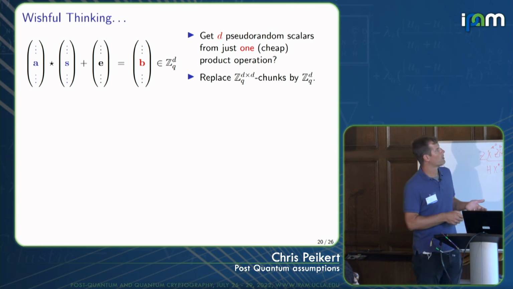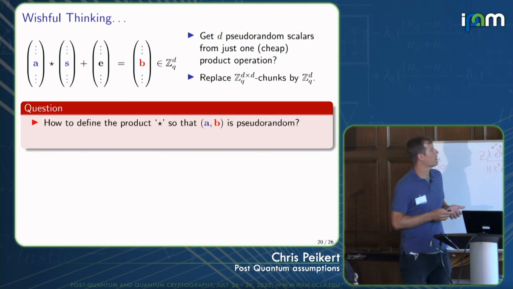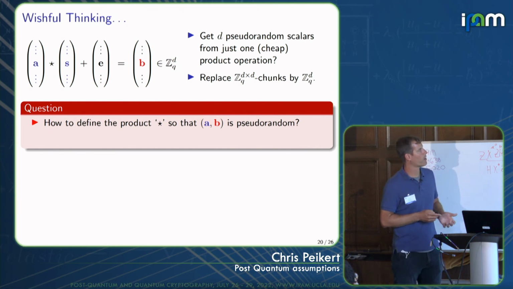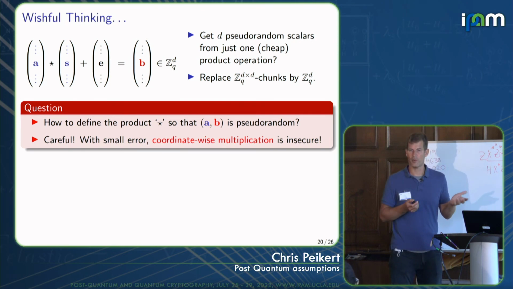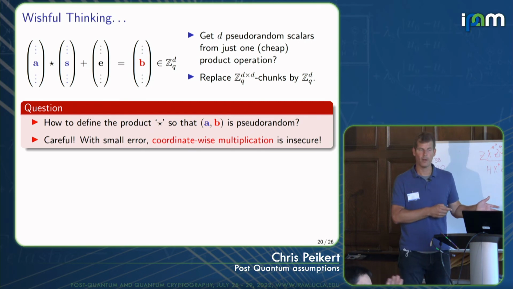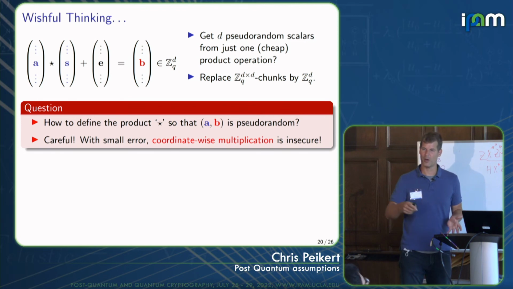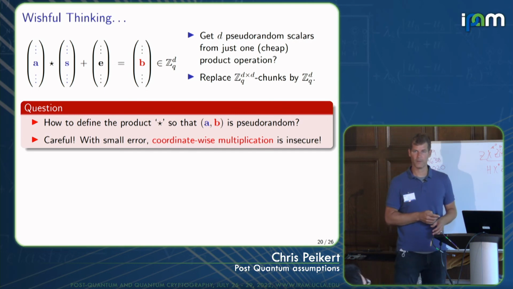And so any place we had a d by d chunk of matrix before, we could replace it by a single d-dimensional vector. So that would be great. So how do we define this product operation, star, to actually get pseudorandomness, and how do we make sure it's secure? We don't want to come up with something insecure. If you do the obvious thing, like use coordinate-wise product, the Hadamard product, this would be totally insecure. It's easy to break that. I didn't put it on the exercise, but add it to the bottom of the exercise sheet: show how to break LWE if you're using this coordinate-wise product.